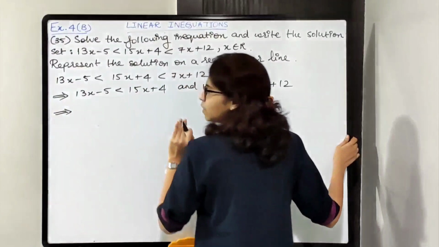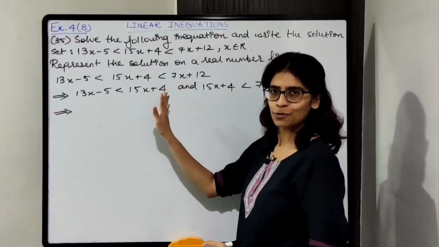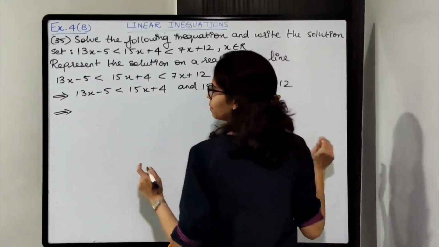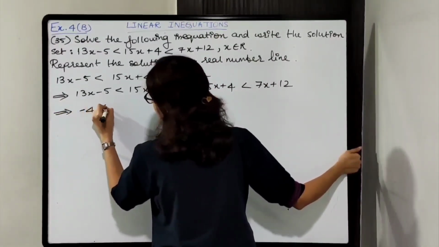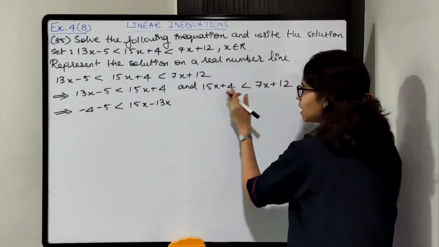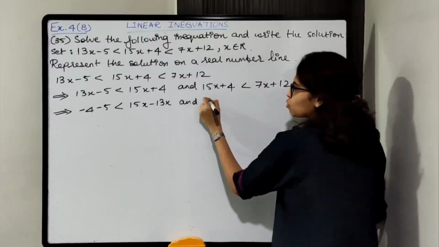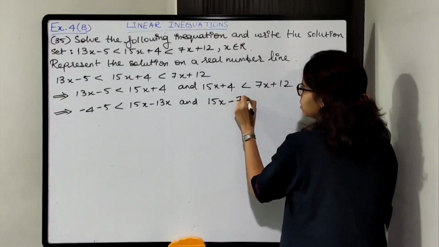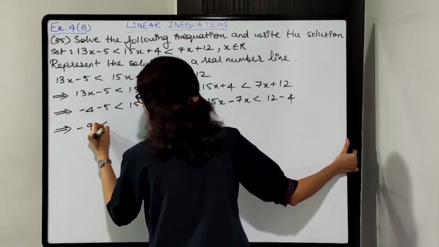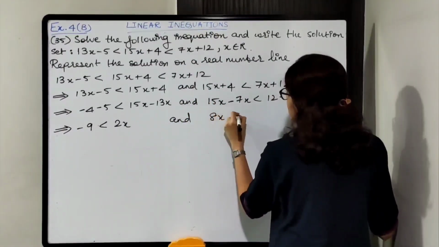So x we'll group together and numbers together. What I'm going to do is shift 13x over here. 15 minus 13, we get positive 2. Okay. So instead of shifting 15x, I'm shifting 13x, and we shift 4 over here. So numbers on one side, minus 4 minus 5, less than 15x minus 13x. So x on one side. Same logic over here. 15x as it is, and I'll shift 7x. So 15x minus 7x is less than 12 minus 4. So minus 9 is less than 2x. And over here 8x is less than 8.